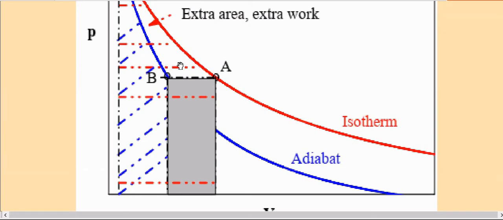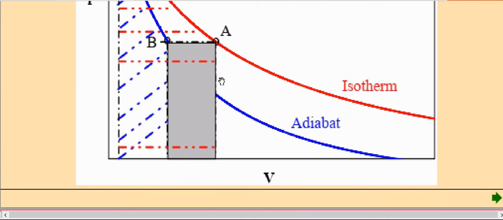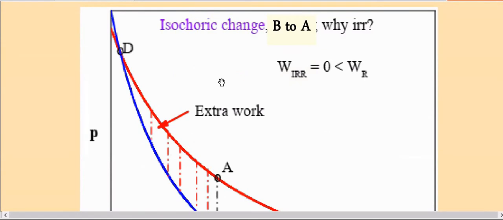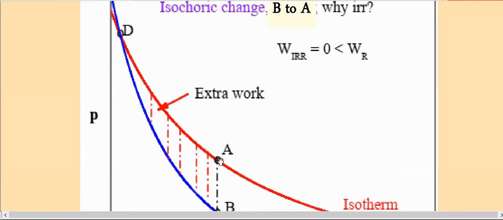And since this is the extra work, and since it is already said that reversible work is greater than irreversible work, this process must be irreversible, because by going through an equivalent reversible path, you gain extra work. So that's why this process is irreversible. Now, for an isochore, similarly, you go from C to this point D, then from D to A, and you just subtract the areas.